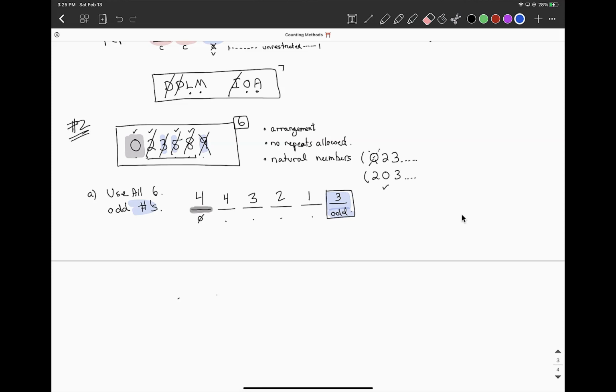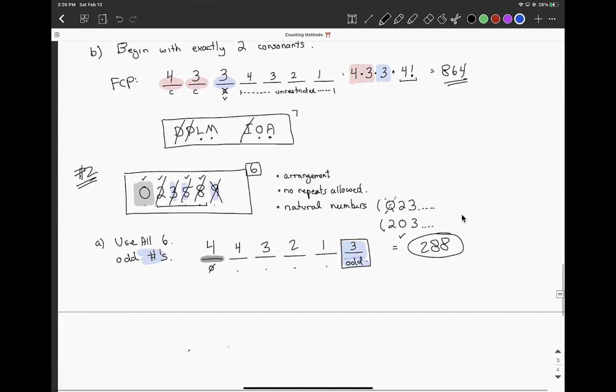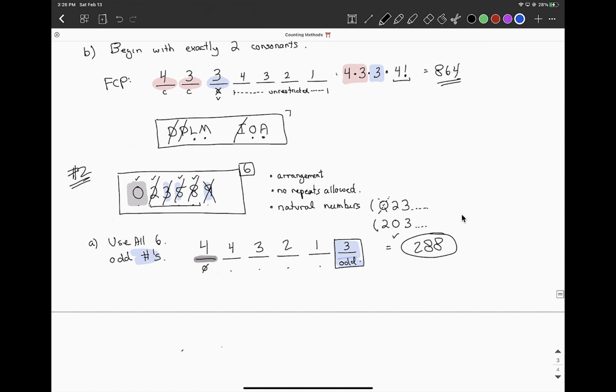And so 4 times 4 times 3 times 2 times 1 times 3 gives me 288 as the number of 6-digit numbers that couldn't start with a 0. The last digit had to be odd. And that makes for a quite formidable question in counting methods.